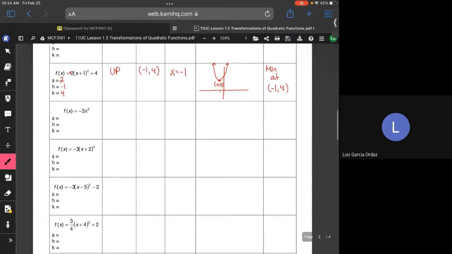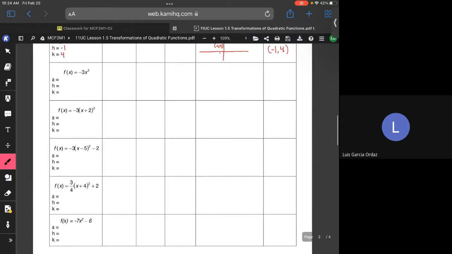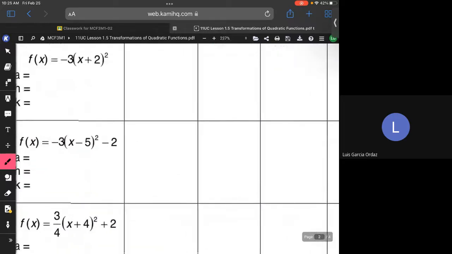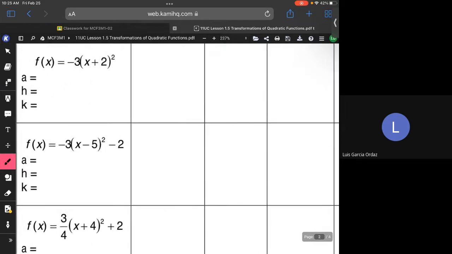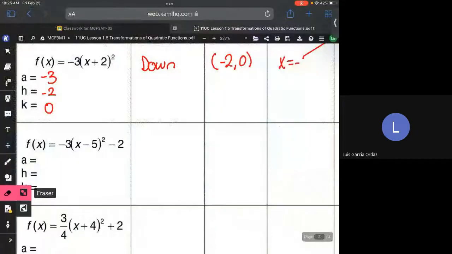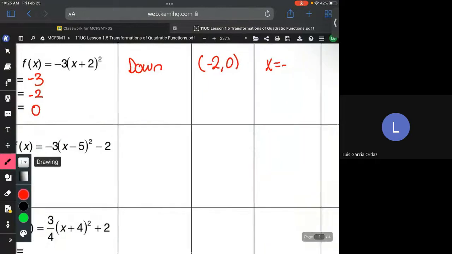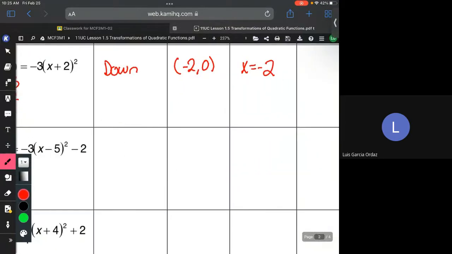So the next one is we have f of x equal to -3 times (x plus 2) squared. So what's my a value here? Okay, what's my h? And what's my k? 0. So does my graph open up or down? Okay, my vertex is, yep, perfect. And my axis of symmetry: x is equal to -2.